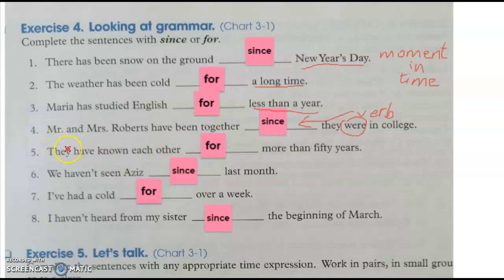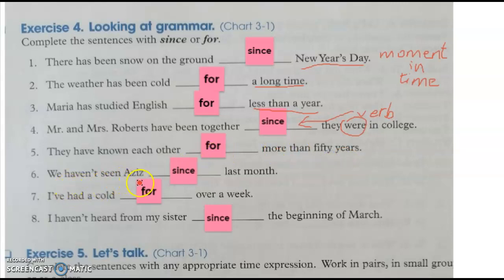Number 4, Mr. and Mrs. Roberts have been together since they were in college. Look, here you have a clause with a verb, and we don't have this with for, so definitely it's going to be since. They have known each other for more than 50 years. So this one also is a duration. We use for with it.